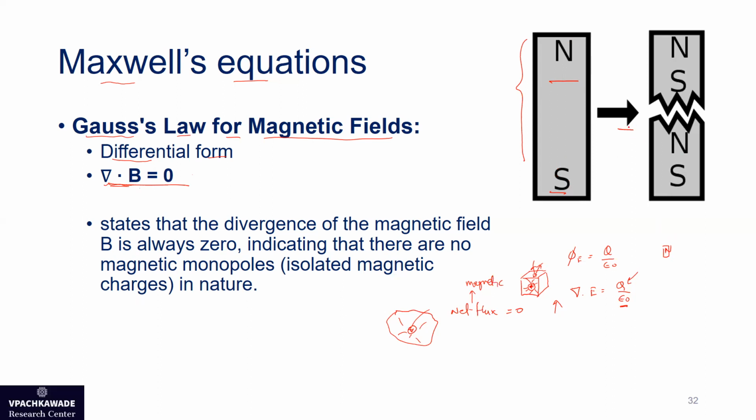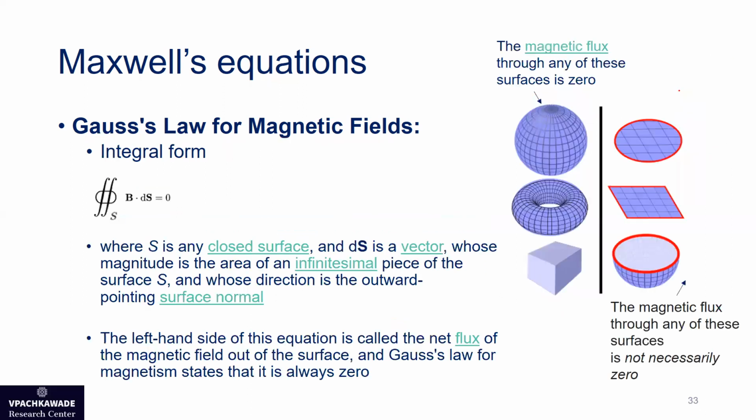For example, if you break this magnet, it's not the case that this particular piece will be called the North Pole and this particular piece of the magnet will be termed the South Pole. No, this won't be the case. So what would be the case? Each piece will have its North Pole and South Pole. So that's the first form.